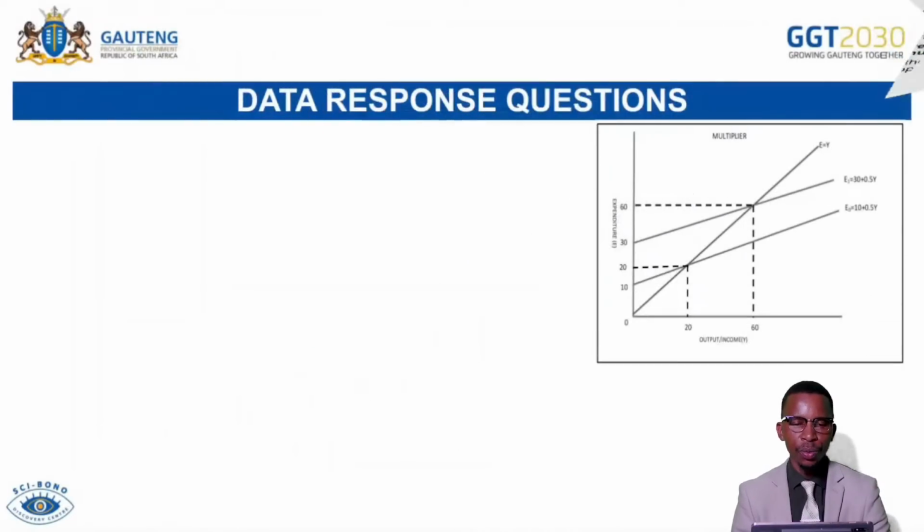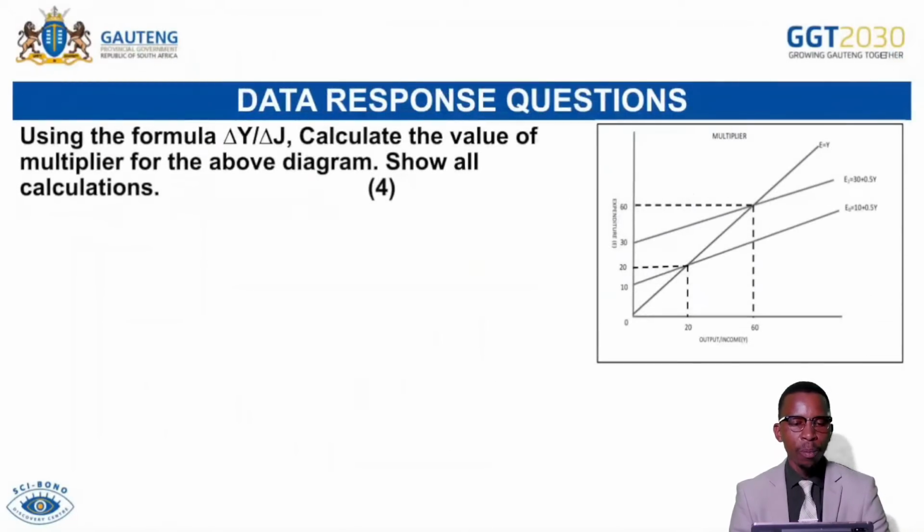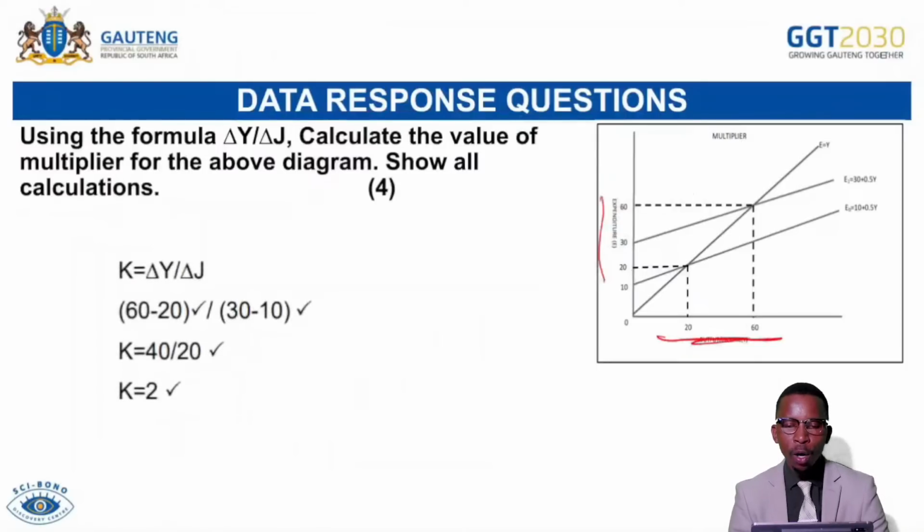Then we continue. Using the formula change in income over change in injection, calculate the value of the multiplier for the above diagram. Show all calculations. We check change in income over change in injection. So what is the change here? Let's check. We say 60 minus 20. And then also up there we say 60 minus 30.